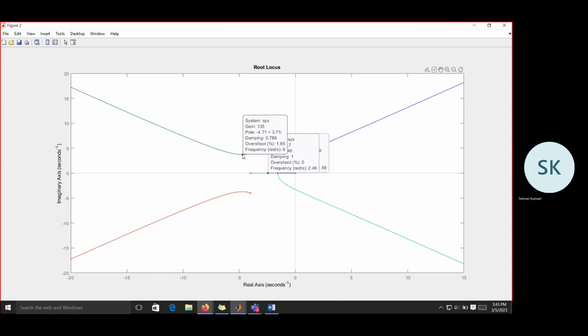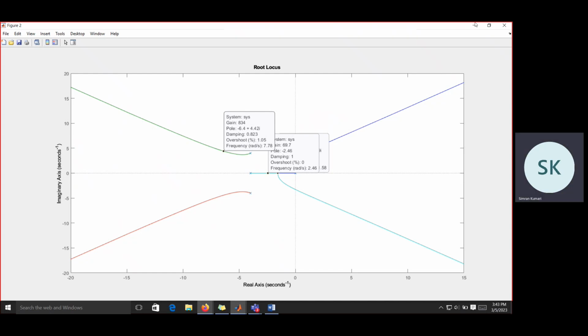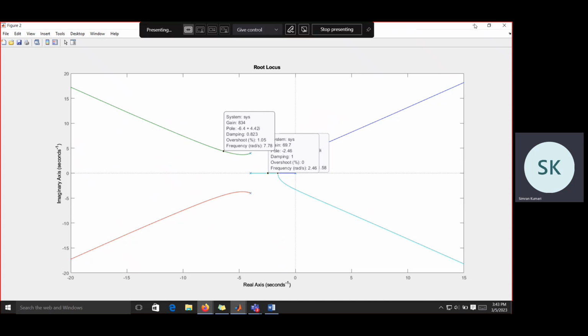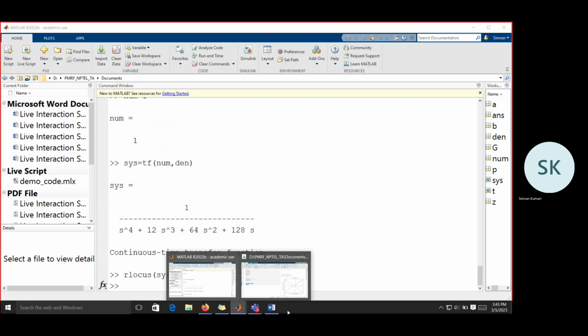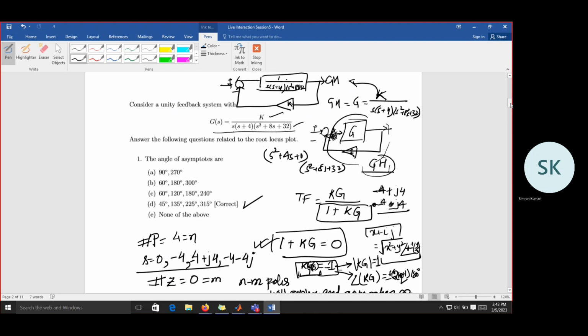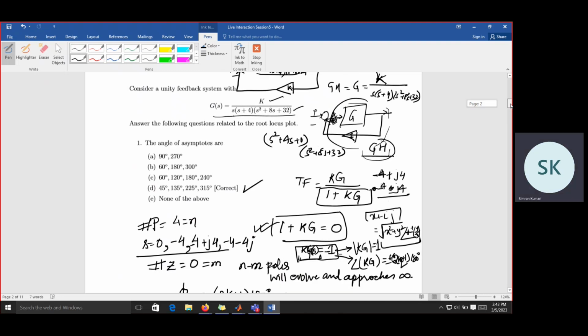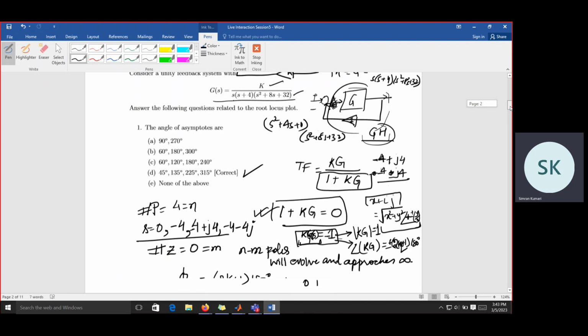This conjugate complex pole, we saw that the angle of departure is 255 degrees or -135 degrees, so this will go like this. Okay, so this is the root locus of the system which is given in the question. Now we'll see the next question. Since we have done this, last time we had one question.